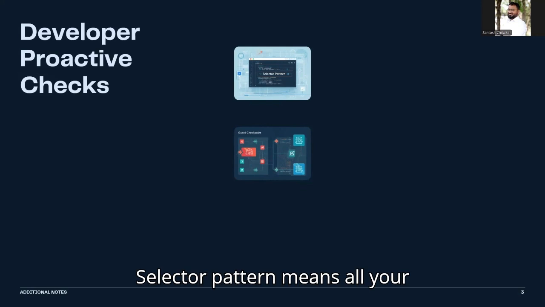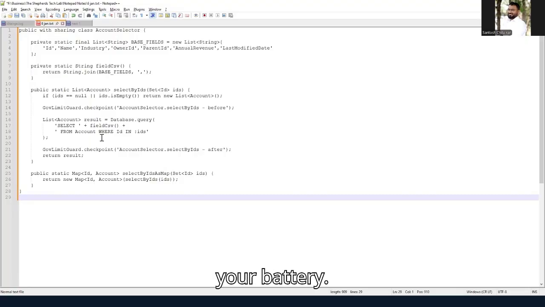Selector pattern means all your SOQL queries live in one place. That is a selector. This makes the code clean and prevents accidental SOQL in loops. For seniors as well, this enforces query discipline, consistent field sets, and easier optimization. Let's check one of the pseudocode for the selector pattern. So you can check over here.